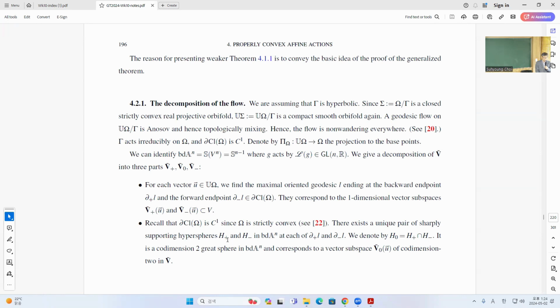Then there are supporting hyperplanes H plus and H minus at each of these endpoints. And then you take the intersection. These take place in this boundary at infinity, S^(n-1) infinity. So this corresponds to a vector space of codimension 2 in the B tilde.